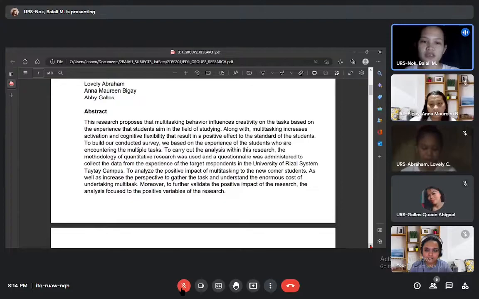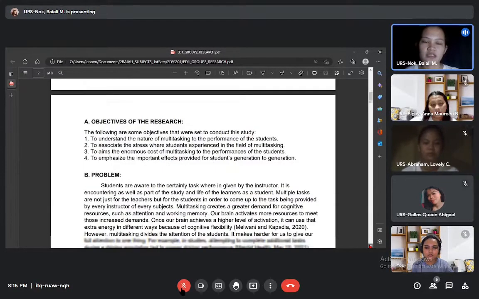And to conduct our survey, we are going to base on the experience of the students who are encountering multiple tasks. And to carry out that analysis, the methodology of quantitative research was used and a questionnaire was administered to collect the data from the experience of the target respondents in the University of Rizal System, Taytay Campus. And to analyze the positive impact of the multitasking to the students. Since we are focusing on the positive impact of the research, and to further analyze the positive impact, we are going to collect the positive variables of the research.